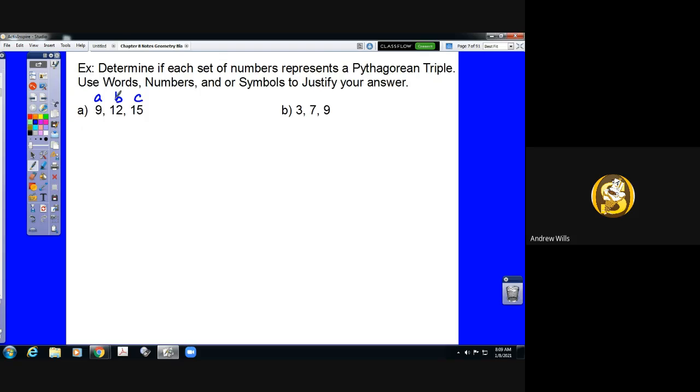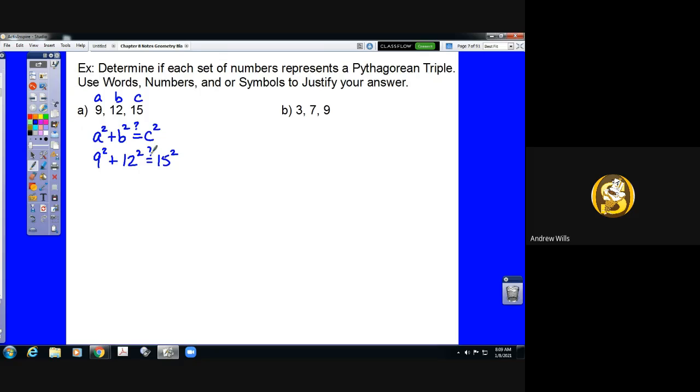So the first question you ask yourself is, are they integers? The answer there is yes. All three of these numbers are integers. They're whole numbers. Okay, and then we can check the Pythagorean theorem. The second requirement is that it fulfills the Pythagorean theorem. So we can check that. We say, all right, 9 squared plus 12 squared equals 15 squared. Yes or no? And we go through and we check.